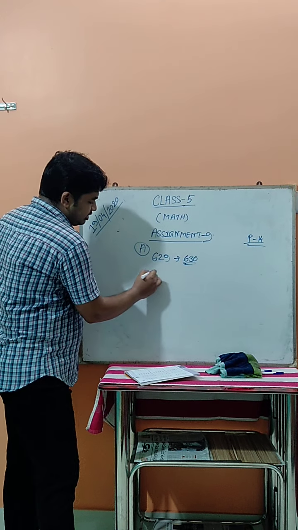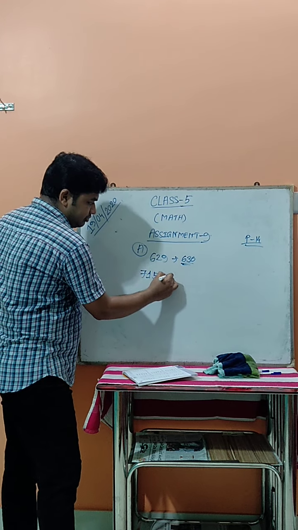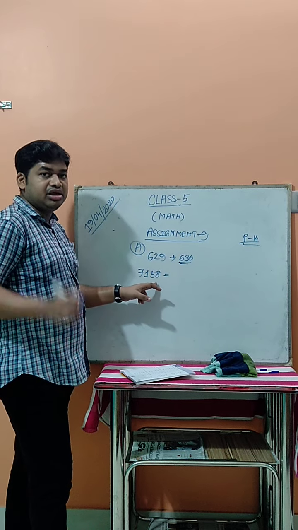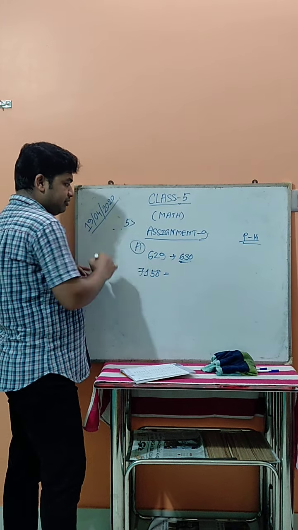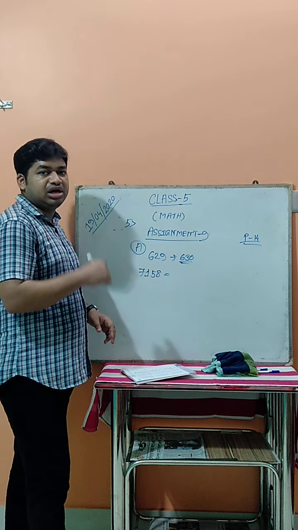Second is 7,158. Now which one you have to make round up? You have to remember that any digit being 5 or more than 5, that time it is converted into the next digit.